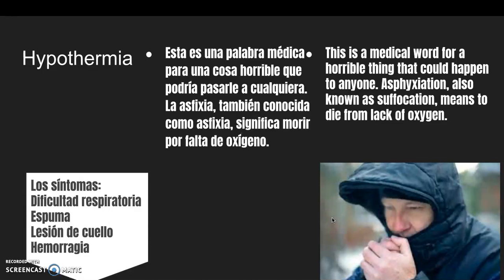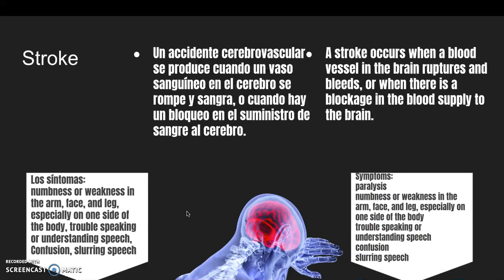Mucho frío. It's pretty much just being too cold. The symptoms include bluish tint in your fingers and your arms, lack of breathing heavily, and being way too cold in body temperature.